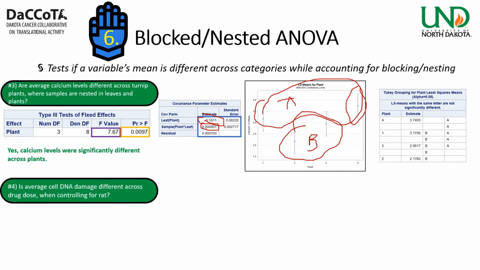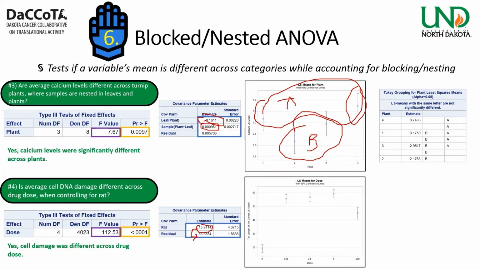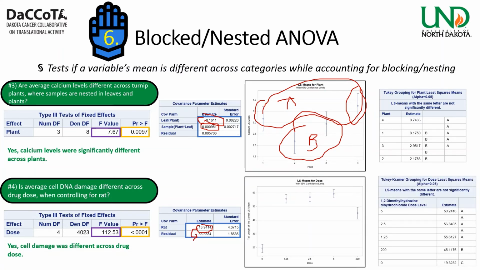Okay, let's switch over to more of the blocking. Is average cell damage different across drug dose when controlling for rat? So now rat, we're just including in the model to control for it, but we don't actually care about it. And what we find here with dose, that was significant. And again, we have this covariance showing that, well, not as much as the residual, but that's good to know here. And it definitely looks like this is on its own, 200 is on its own, and these are on their own here. So different groups here, significantly different from each other.